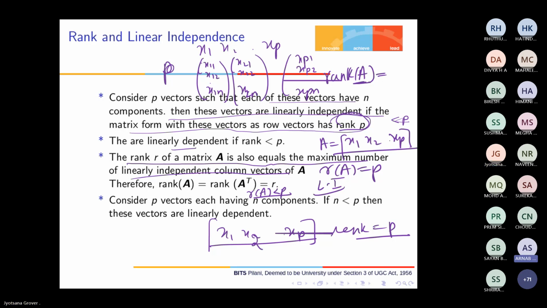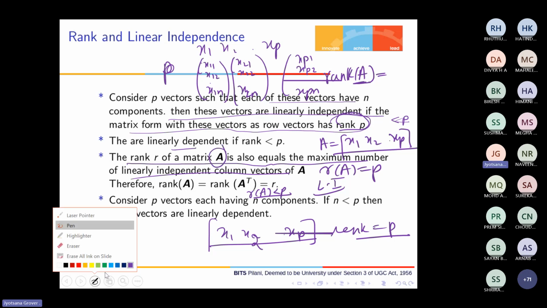What is A, ma'am? A is a matrix consisting of the vectors. Okay, I'll show you all this.